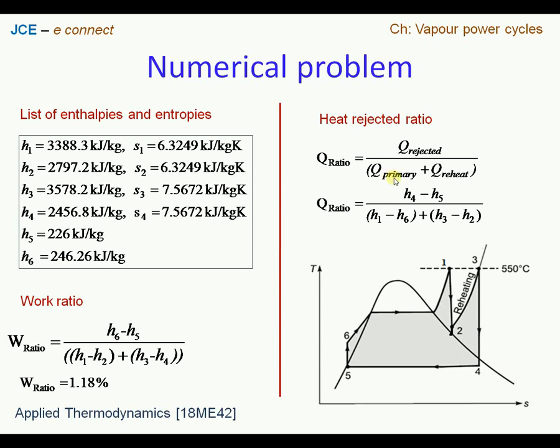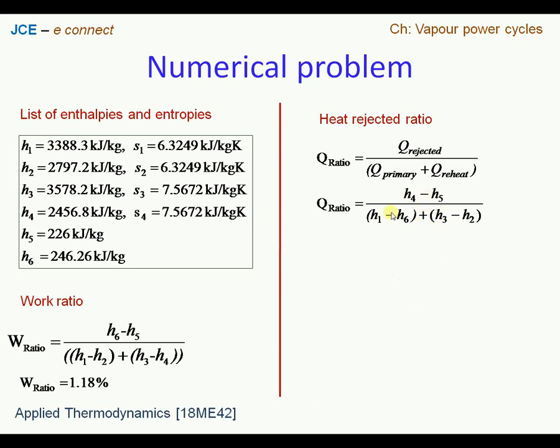Therefore Q primary refers to the heat added in the boiler, which is H1 minus H6, plus we have a reheat, the heat that is added to the working fluid, that is H3 minus H2. Now from the chart we already worked out the enthalpies. Let us plug in those corresponding values of enthalpies into the equation, and the value will be 56.86%. So this percentage heat rejection shows that out of the total heat supplied, around 56.86% of heat is being rejected out.